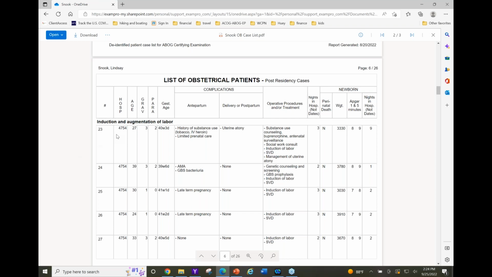Okay, let me ask you about case number 23 for a second. So this patient was in a substance use program because of her heroin use? Yes. Well, she had a history of heroin use. She was no longer using, and she was already on Subutex when she entered care with us. Okay, tell me about the optimal management of opioid or heroin use during pregnancy?